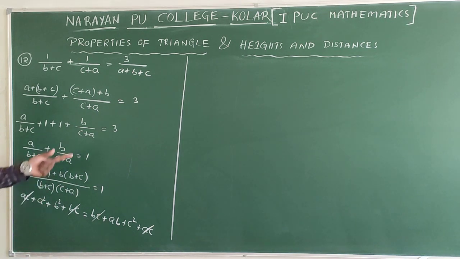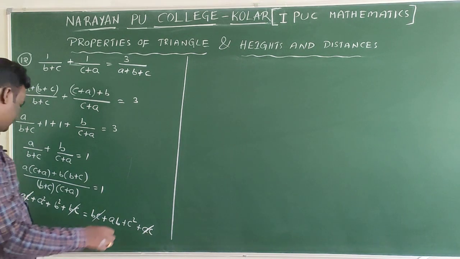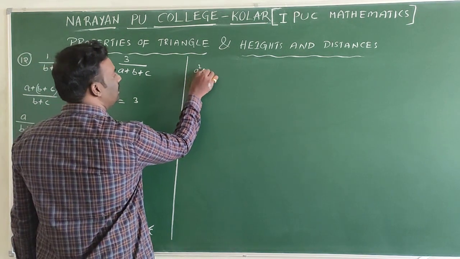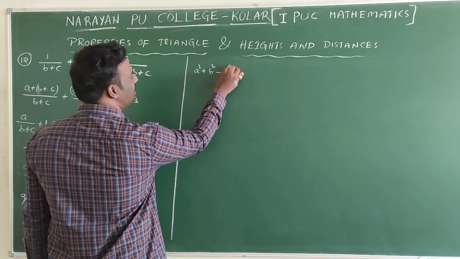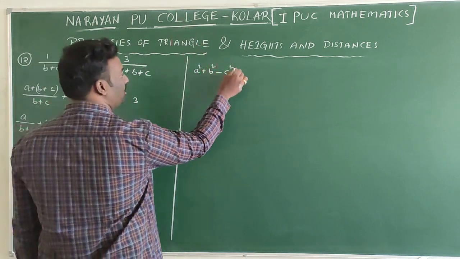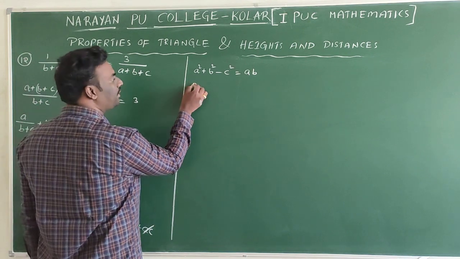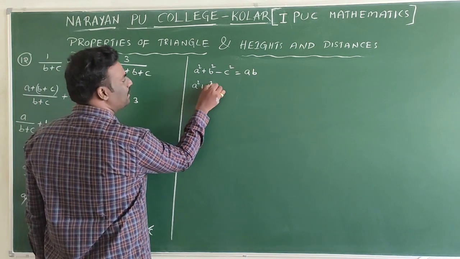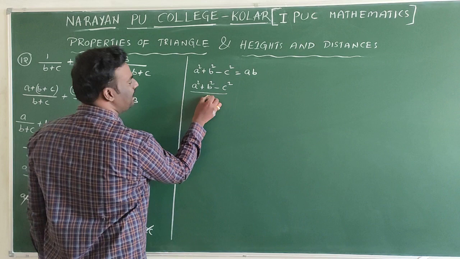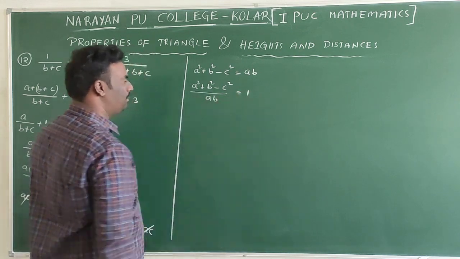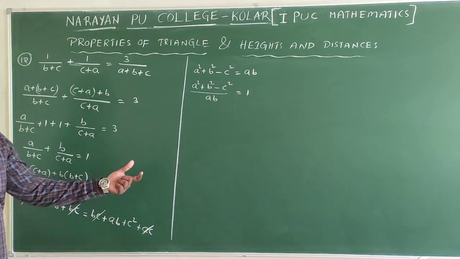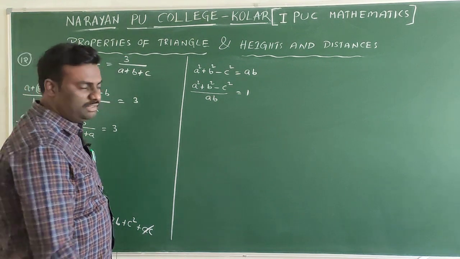Now, we require cos C, that's why I am sending the C square to this side. What can I write? A square plus B square minus C square is equal to AB. Again, send AB also to this side. A square plus B square minus C square by AB is equal to 1. But actually the formula requires 2AB, that's why divide both sides by 2.